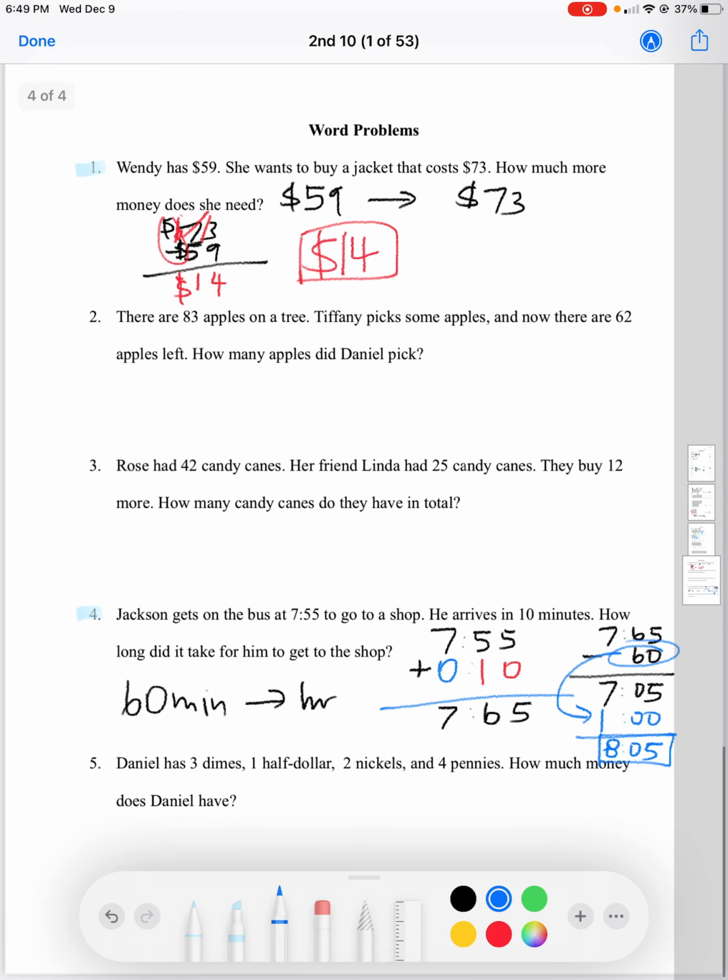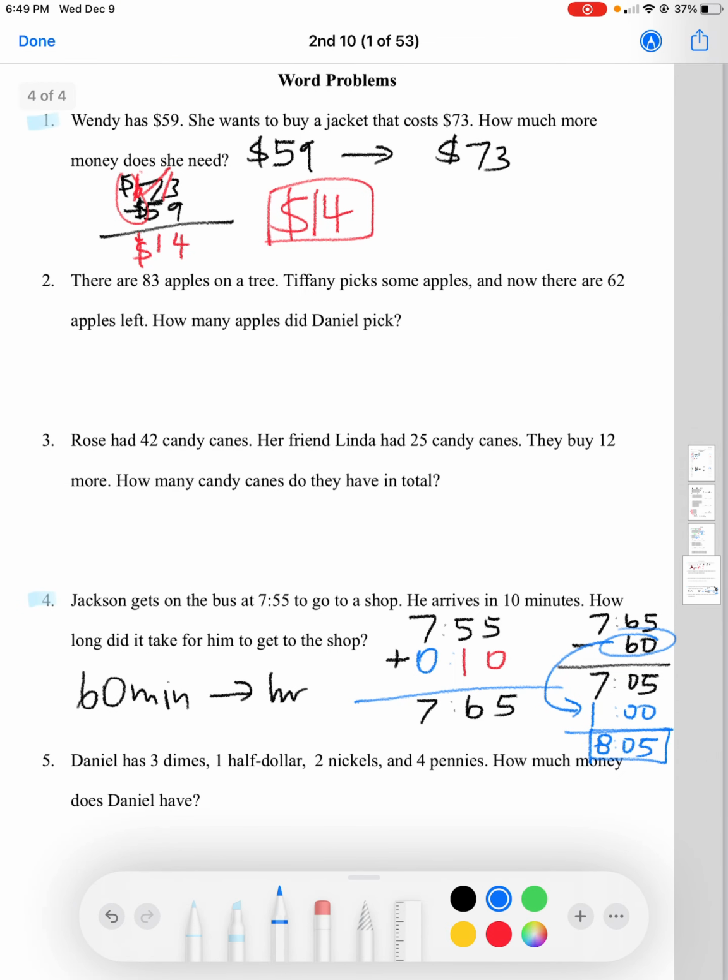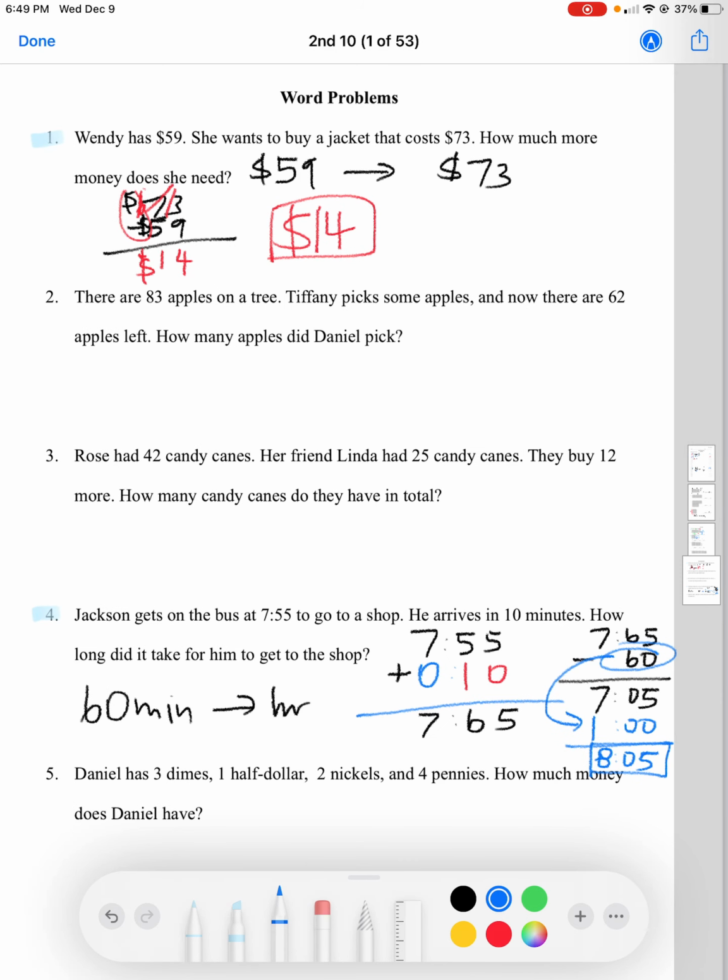So he reaches the place at 8:05. Sorry, the question was worded weirdly, but it means to ask when he arrived at the shop.